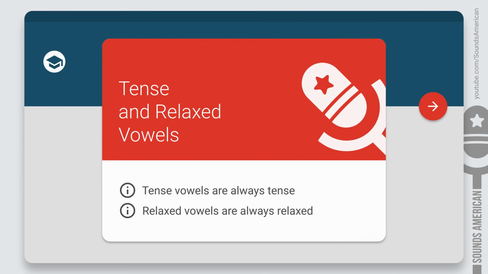All that you need to remember now and forever is, a tense vowel will always remain tense, no matter if it's long or short. The same is true for relaxed vowel sounds. And with that bombshell, it's time to practice.